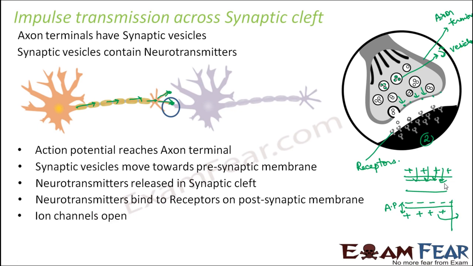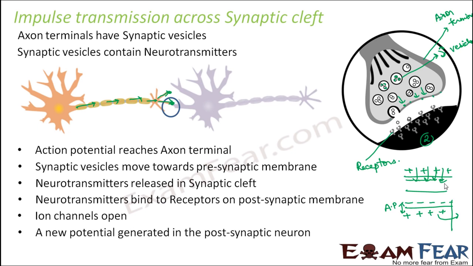As I discussed, the ion channels will open and a new potential will be generated in the postsynaptic neuron. I do understand that this is not a very simple concept, the process of resting membrane potential, then generation of action potential and conduction of action potential. But I have tried my best to explain it to you in the most simple form. If required, please go back, review the videos, see them once again and get your concepts clear. Please do not move ahead if you have not understood the concept of impulse conduction and transmission property.